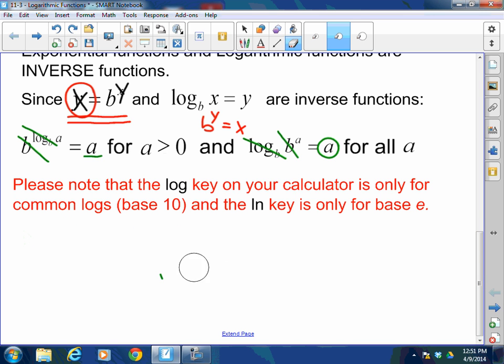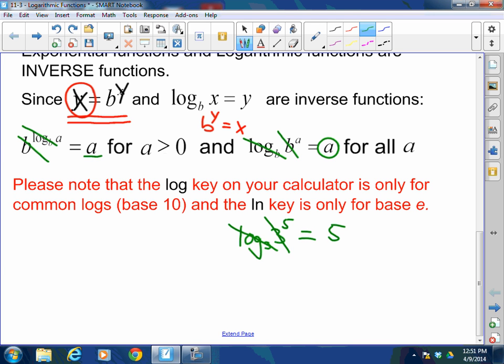What have I told you? Log base 3 of 3 to the 5th power. What does that equal? This log base 3 cancels out the 3, and you're left with 5. Vice versa, 4 to the log base 4 of 12. This base of 4 cancels out with this log base 4, and I'm left with 12.